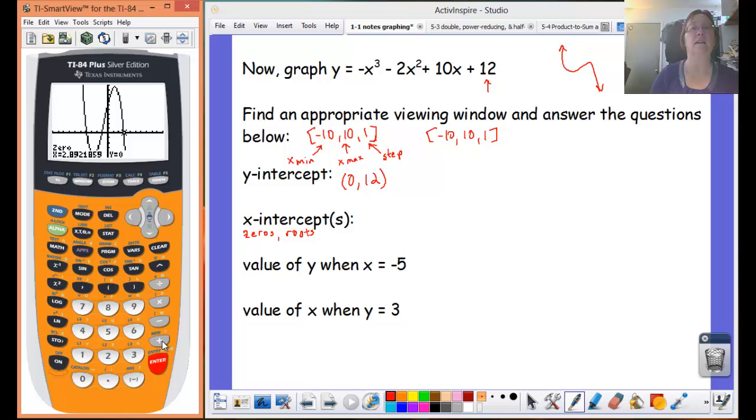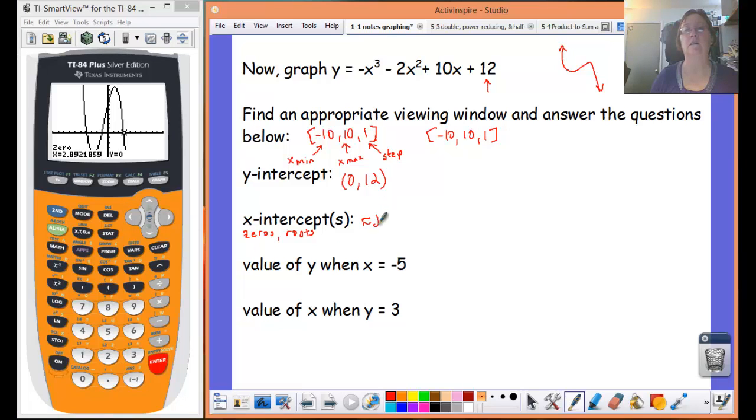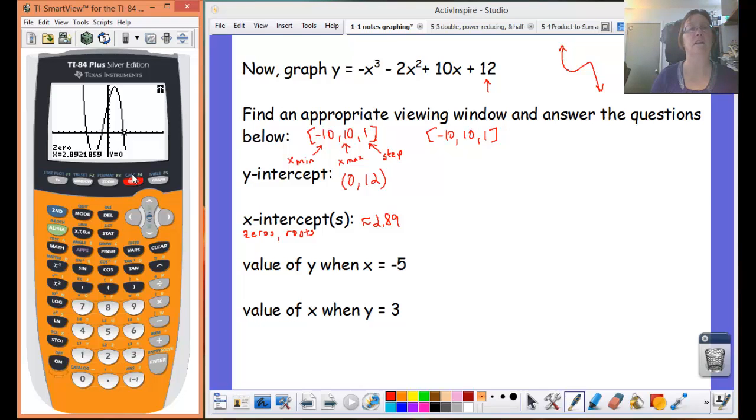And oh, it was not 3. Okay, if we would have written 3, we would have been off by a little bit, folks. It's around 2.89. So it has one root at around 2.89. And it has 2 other roots that we can find using the same technique, or I could show you a little different technique as well. So I'm going to go back to second and trace, and I'm going to go 0.